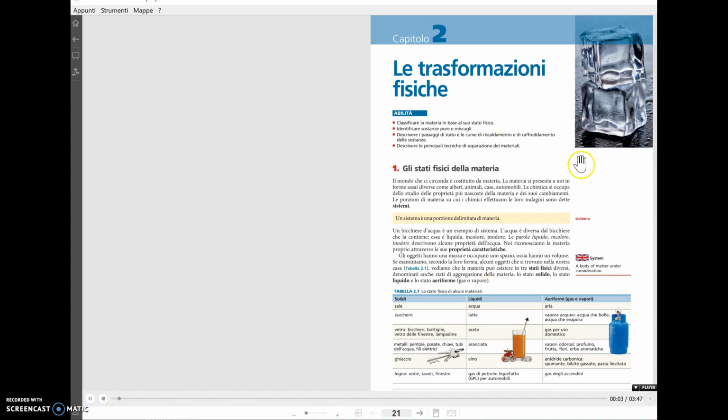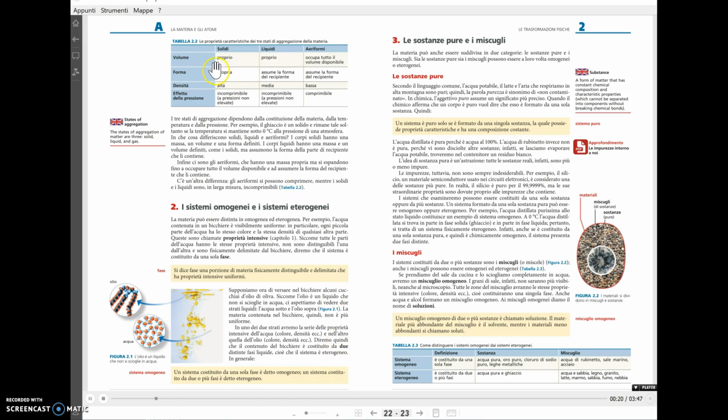Summing up. A. The physical states of matter. The physical states of matter, also referred to as aggregated states, are liquid, solid, and gaseous. Aggregated states depend on the composition of the matter itself, on temperature, and on pressure. The characteristic properties of the three aggregated states are distinct.